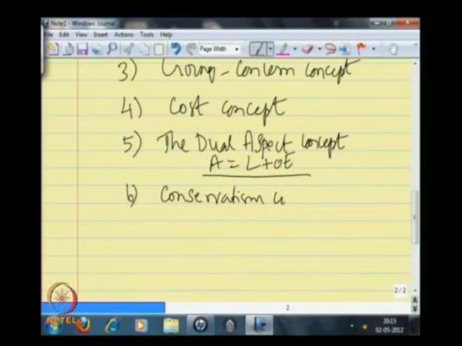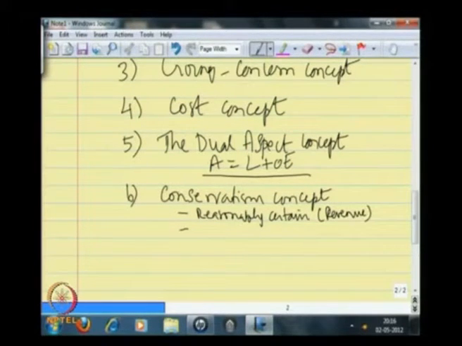The conservatism concept is about the principle regarding revenue recognition, and this is where I had reiterated, and I would like to reinforce now, that it follows the concept that revenue will be recognized if it is reasonably certain, and expenses if it is reasonably possible.